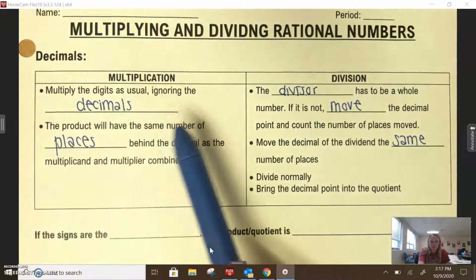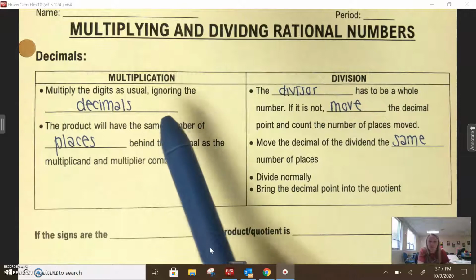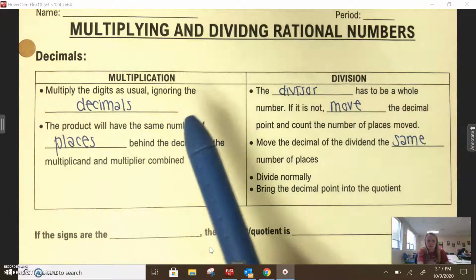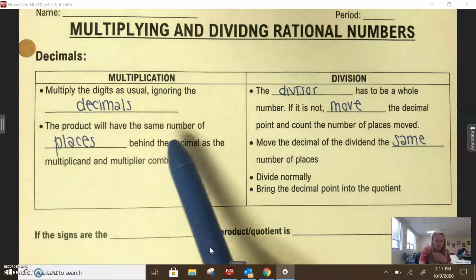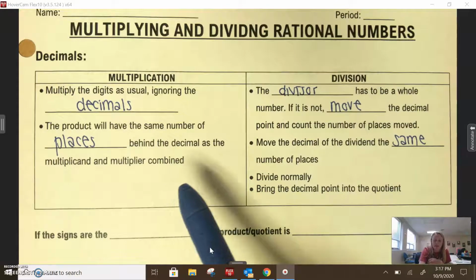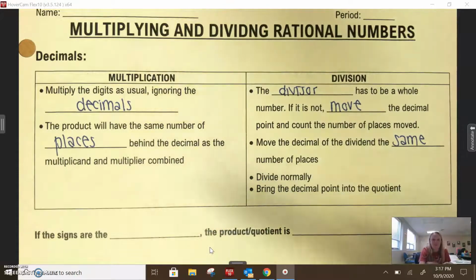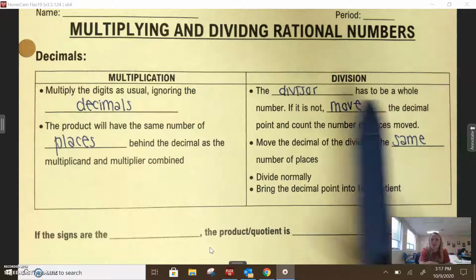I already wrote this stuff in, but as a reminder, when we multiply decimals, we don't really have to line them up. We can just kind of ignore them till the end. When we are finished, the product will have the same number of places behind the decimal as the multiplicand and the multiplier. When we talk about dividing with decimals, we have to have a whole number as our divisor.